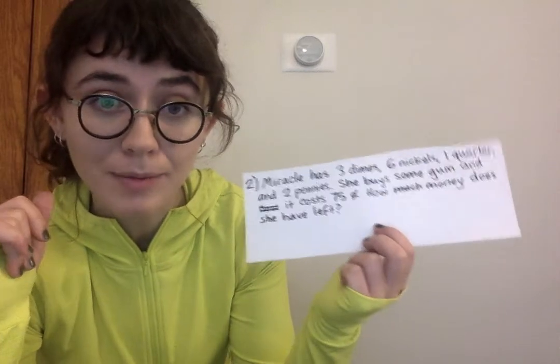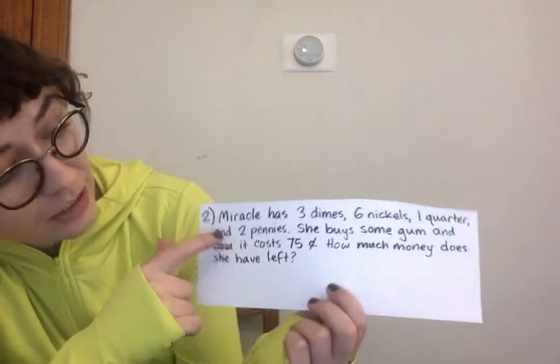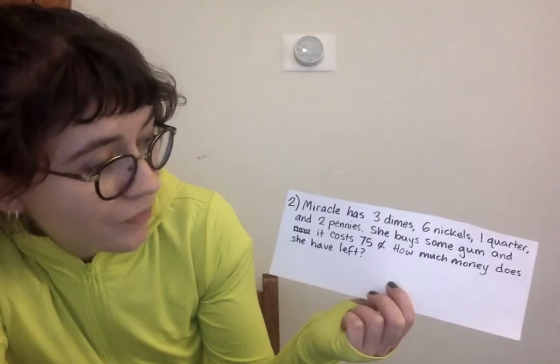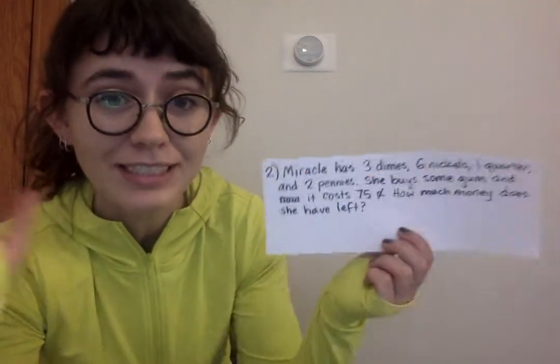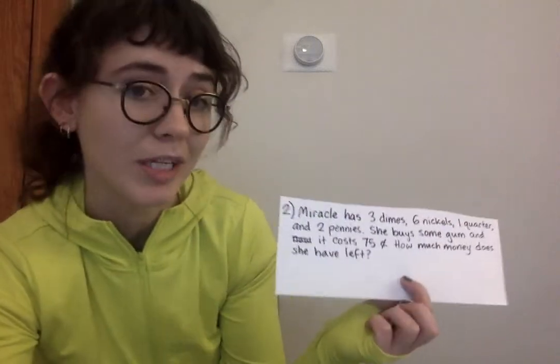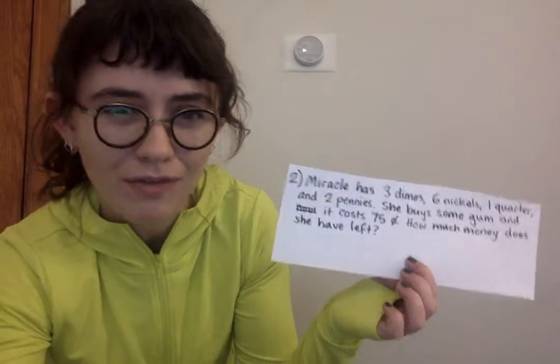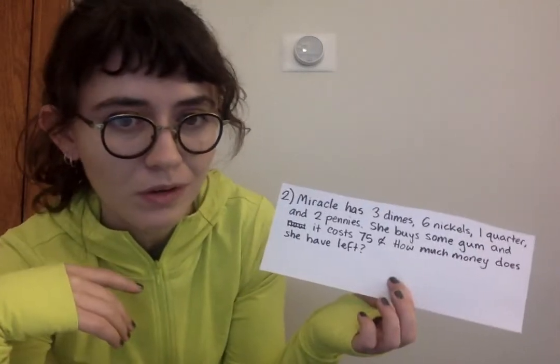So on your problem, I'm going to be looking to see, did you draw out the coins and skip count? And then did you account for there being 75 cents that she spends on gum to find out how much she has left? I wonder if you're looking for a part or if you're looking for a whole.